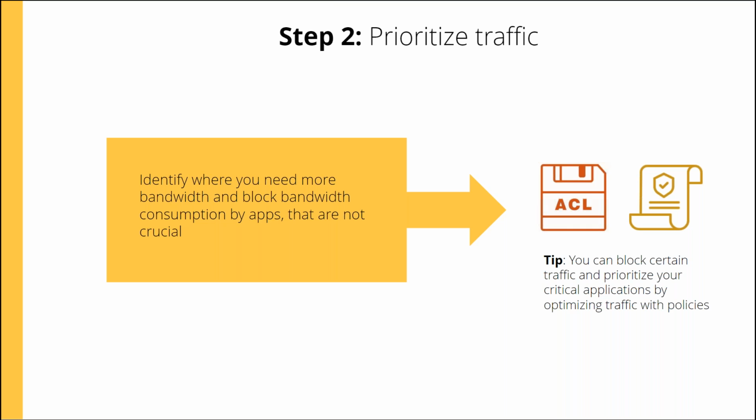So step two will be to prioritize the traffic by deploying policies, quality of service configurations, so that you can block the bandwidth consumption by certain apps and make use of the same for your business critical applications and servers where you need more bandwidth. So this is very important to identify where exactly the bandwidth should be employed.